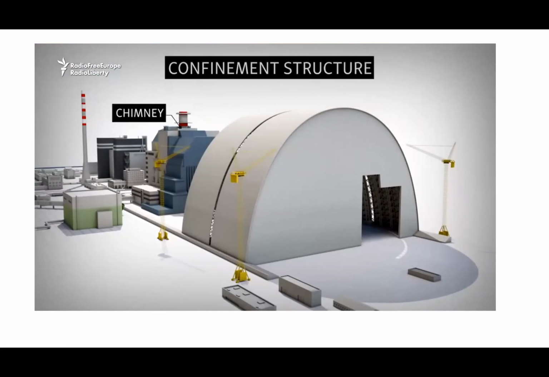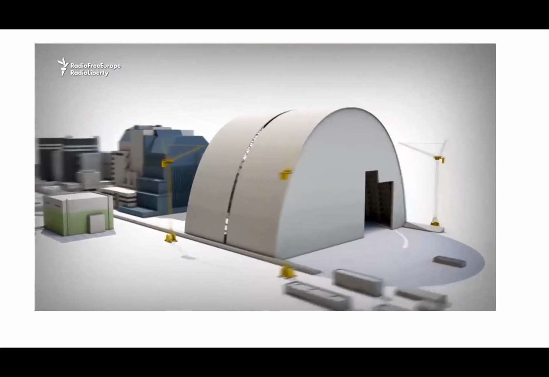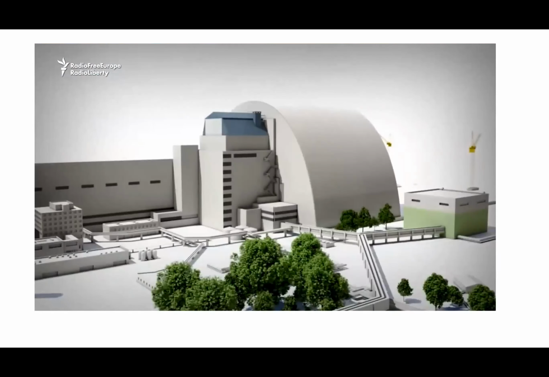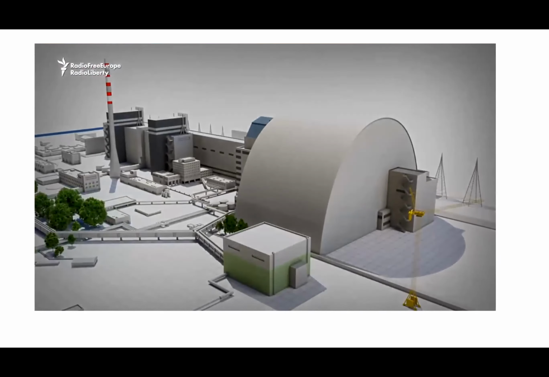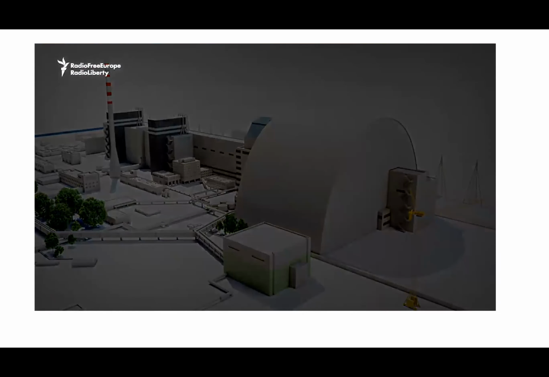One of Chernobyl's iconic red and white chimneys will be dismantled, and the massive steel dome will slide over reactor number 4. The confinement structure is expected to last for at least 100 years.